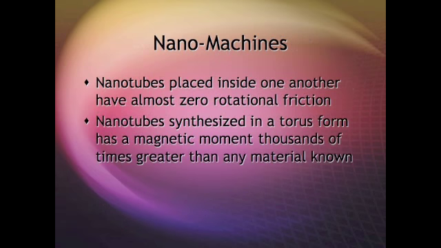Nanotubes can also be used in nanomachines. Carbon nanotubes placed inside one another have almost zero rotational friction. Nanotubes synthesized in a torus form have magnetic moments thousands of times greater than any material known on Earth.